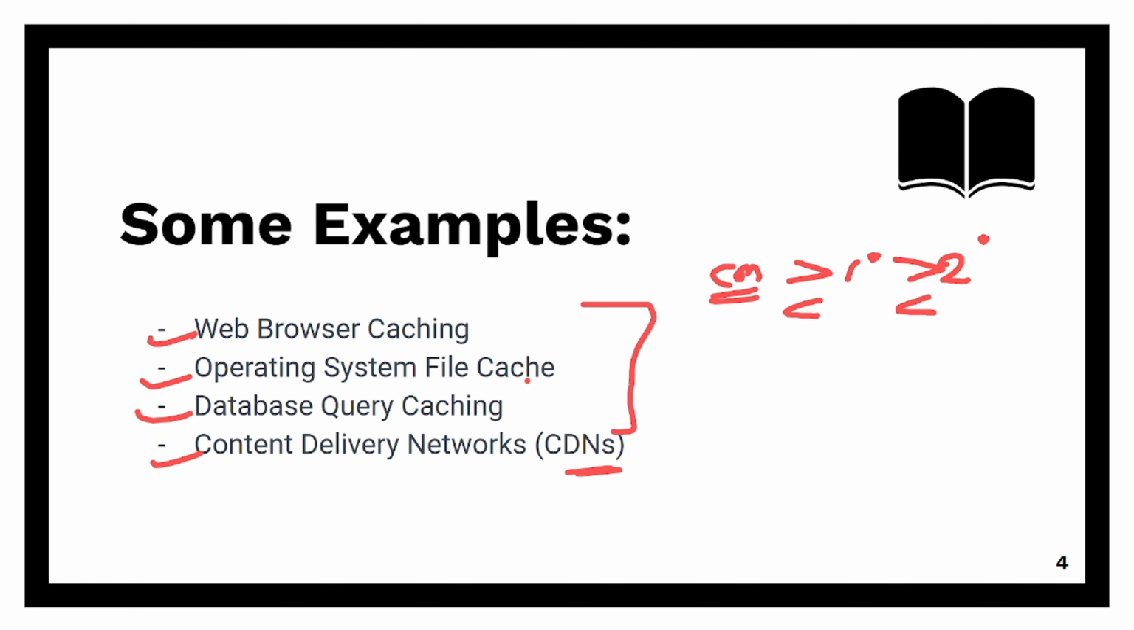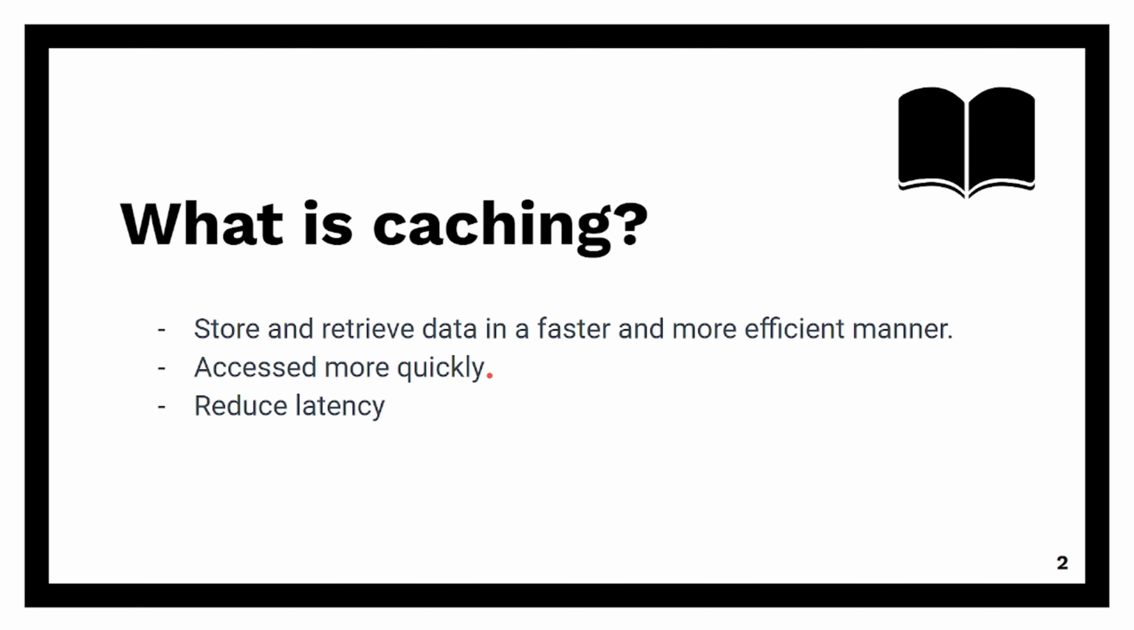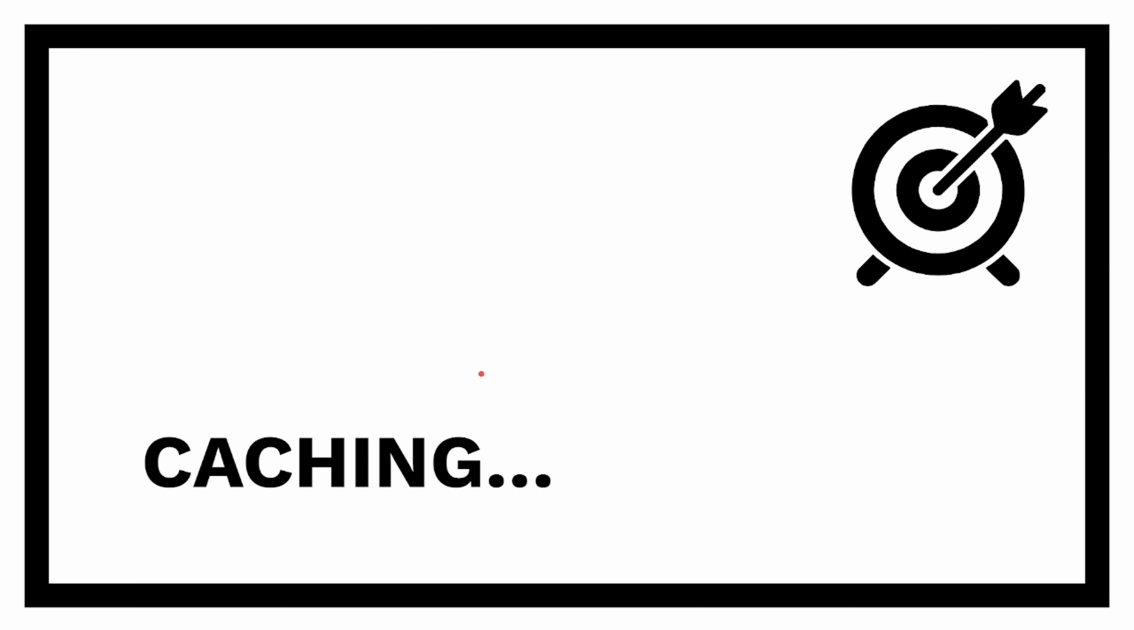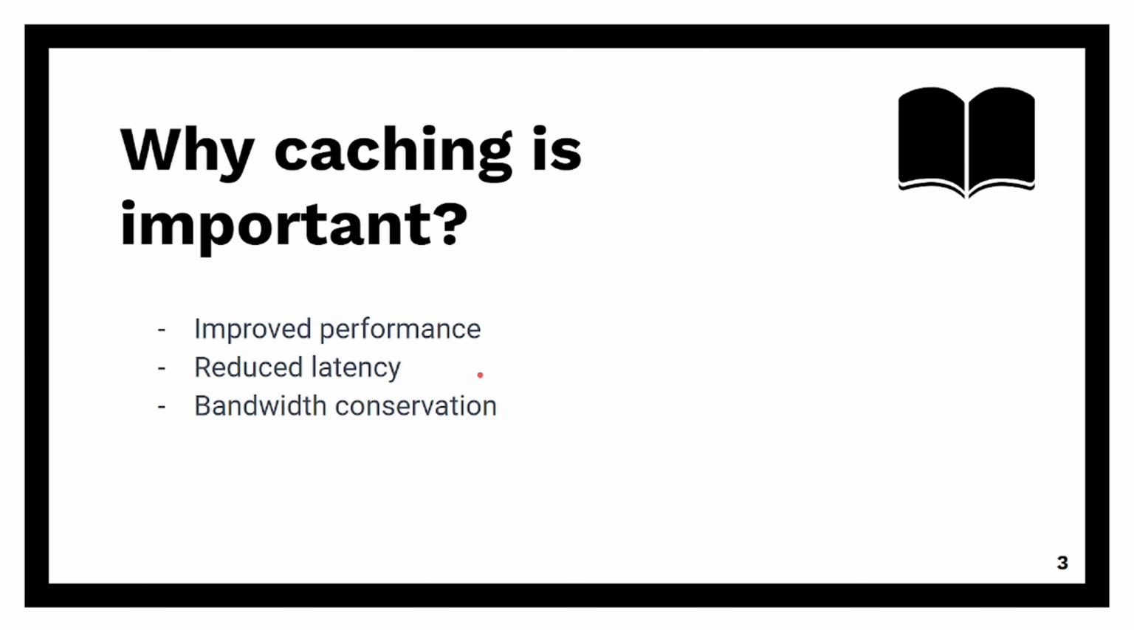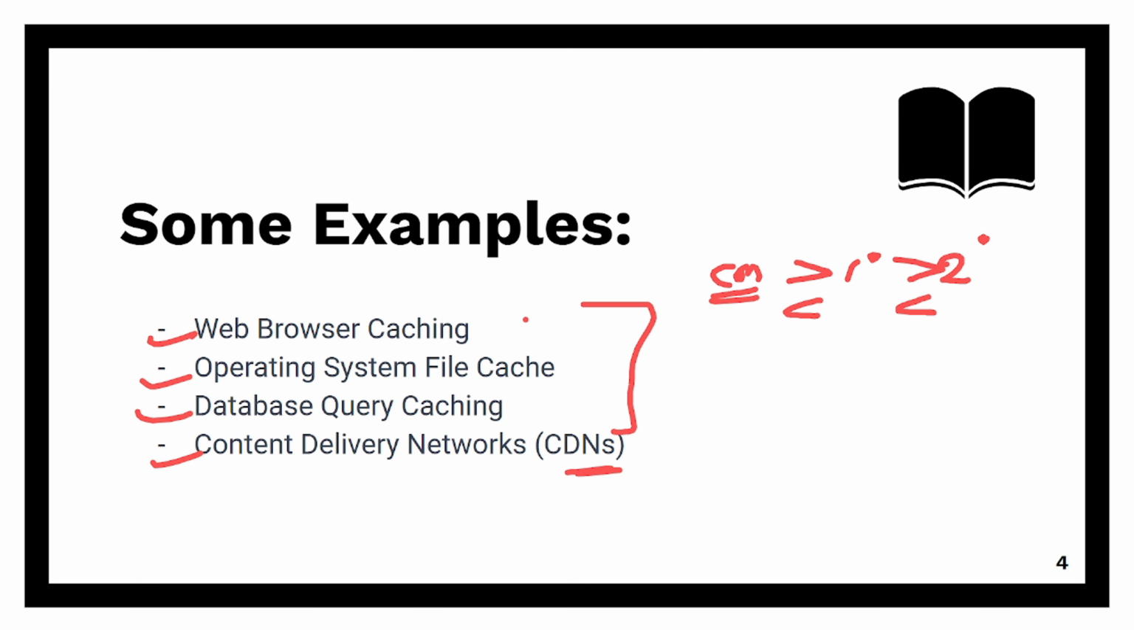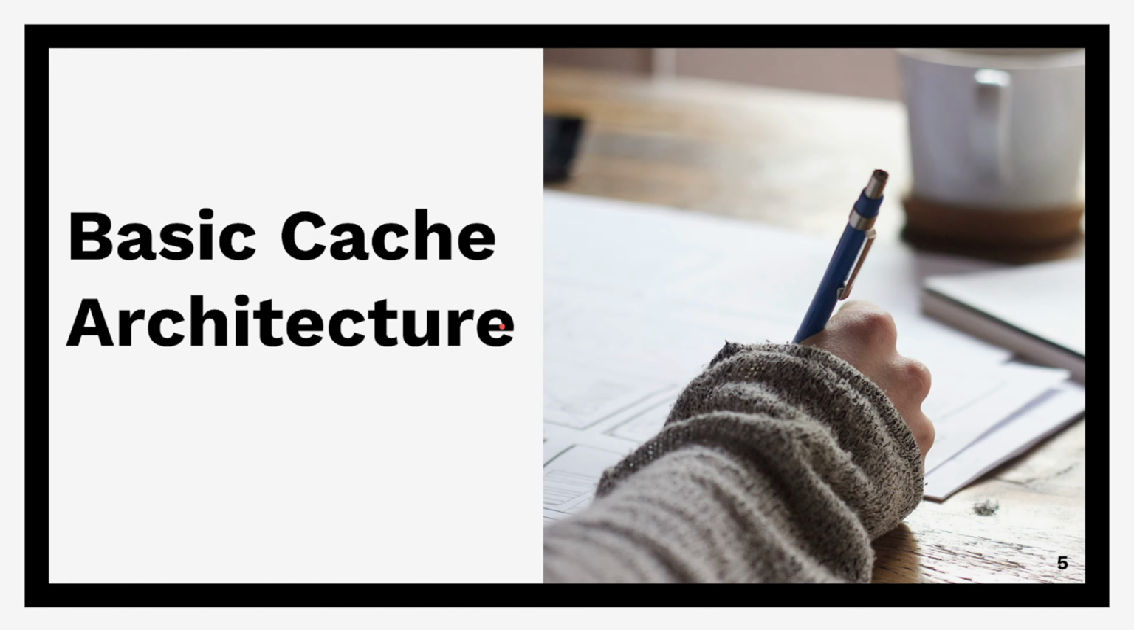So in this video, we have seen a lot of things: the introduction to caching, what caching is, why caching is important, and also some examples of caching. In the next video, we will see the basic cache architecture, and what a caching architecture looks like.